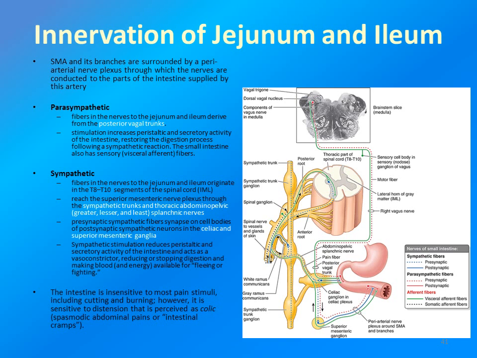The intestine in general is insensitive to most pain stimuli, including cutting and burning. However, it is sensitive to distension, and distension may produce abdominal cramps or discomfort. Remember, our sympathetics, shown here at the right, leave the IML and they go through the anterior rootlets to the anterior root, and they enter the sympathetic chain through the white communicans, and then they would leave through the splanchnic nerve, going to the celiac or superior mesenteric ganglion and to the target organ.